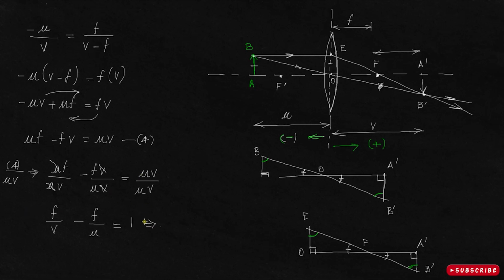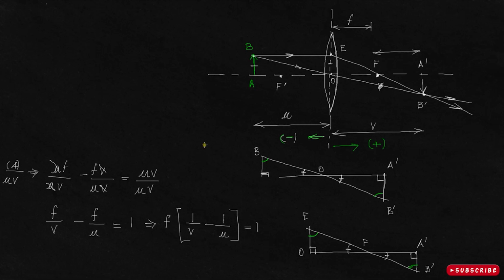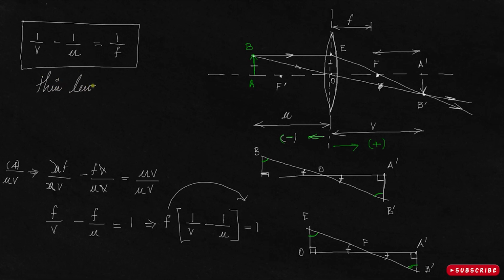Now I take F as common, so this will be F into 1 by V minus 1 by U is equal to 1. Now take the F to the right. You will get 1 by V minus 1 by U, taking this F to the right, is equal to 1 by F. So this is called the thin lens formula. Clear? 1 by V minus 1 by U equals 1 by F.